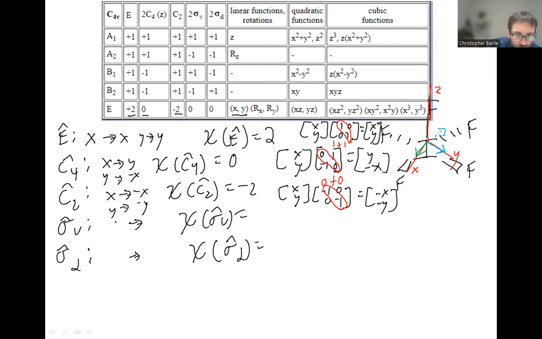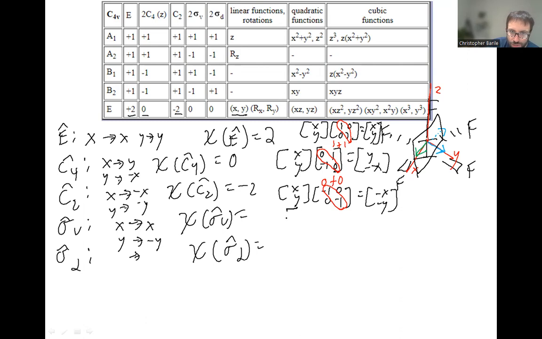Moving right along, x goes into what for the sigma v? Well, one of the sigma v's is right here. We can use either of the two sigma v's. For this sigma v, x is in the mirror plane. The x vector is in the mirror plane. So x goes to x. The y vector is looking at itself in the mirror, and it's going to flip over into negative y.